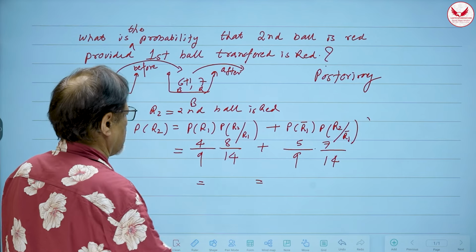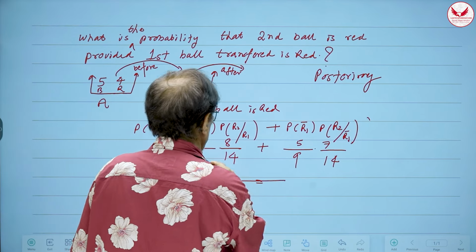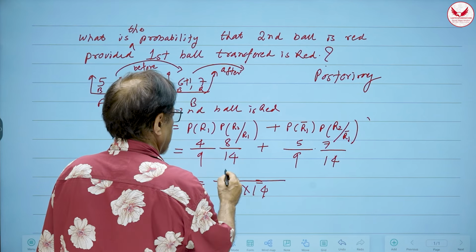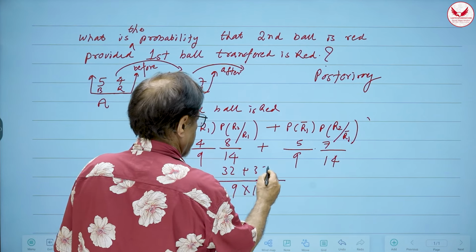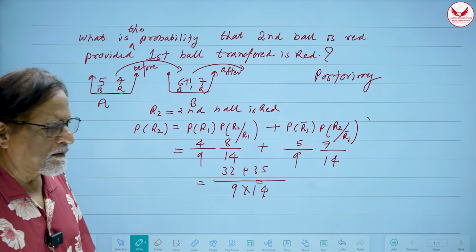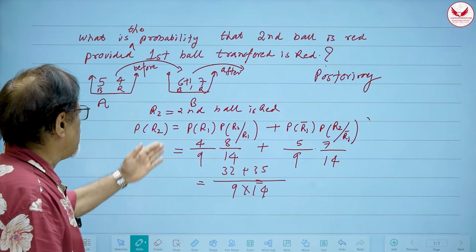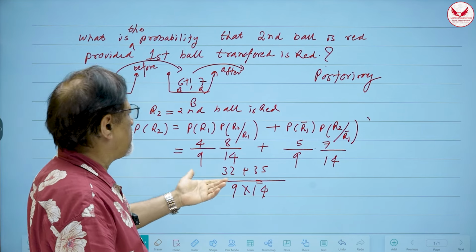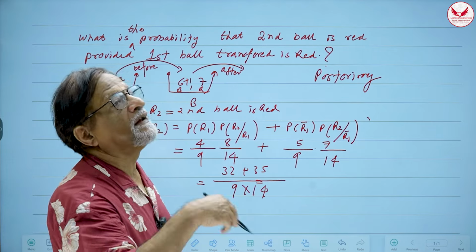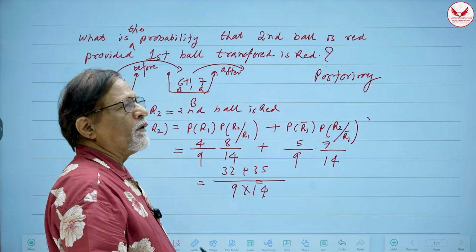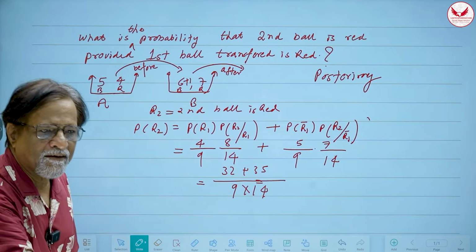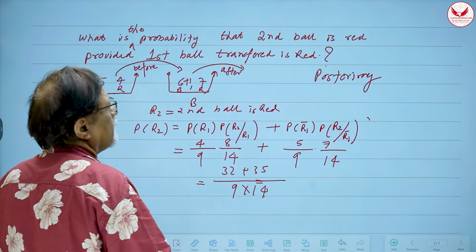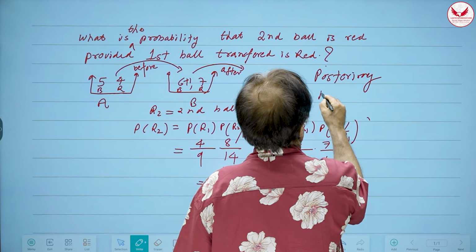First and later on. So this total will be how much? Very simple to calculate because both the denominators are same. So 9 multiplied by 14, then it is 32 plus 35. Now I'm not interested in getting this, you get the answer. So this is how you can calculate the probability of this event. This kind of probability calculation is called posteriori, right? Again, I'm talking about the probability of second event provided I know what has happened in the first event.